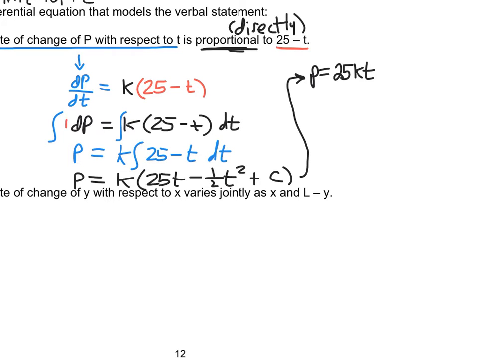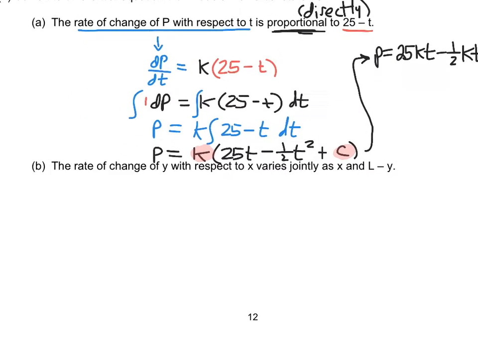I could distribute the k. But once you multiply the k times the c, the c is actually going to absorb the k. All right, so it's just going to be a plus c at the end. All right, so this is what would have happened if you had distributed the k first and then integrated from there. All right, either way is fine. I like this way, but you know, it's up to you.